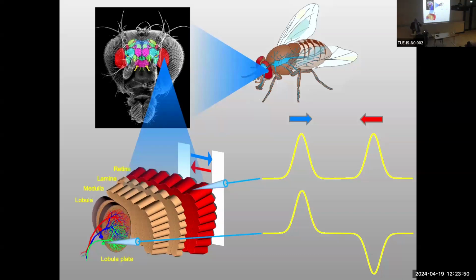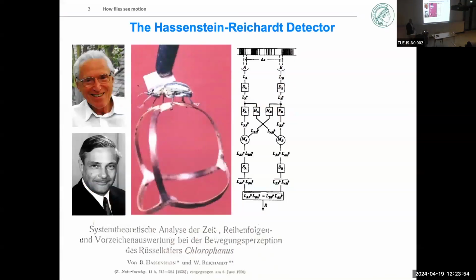And how come? Well, that's exactly what Werner Reichardt and Bernhard Hassenstein's model predicted. They did behavioral experiments, as we already heard, on this beetle walking on the spherical Y maze. And from these behavioral experiments, they concluded such a motion detector model, which they published in '56, which is just a year before I was born.